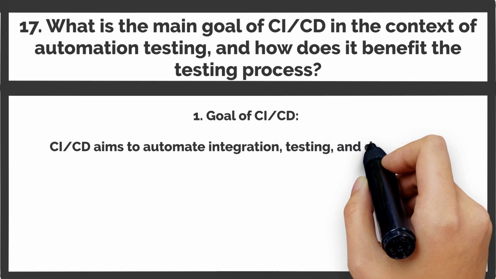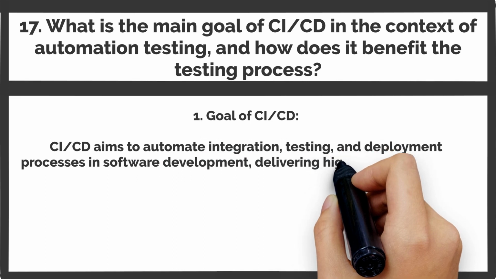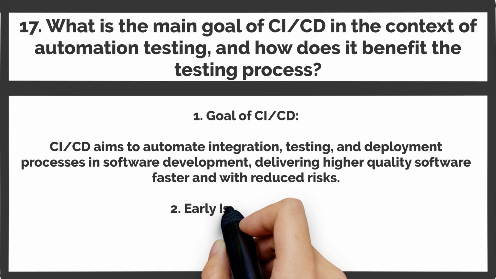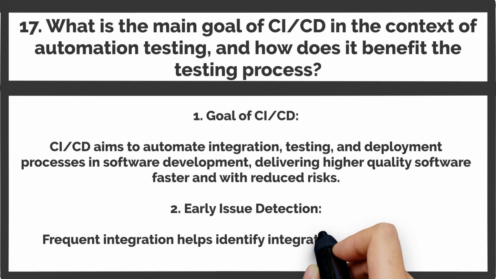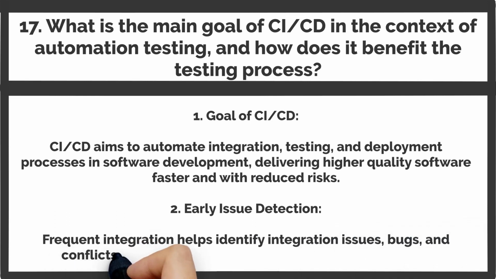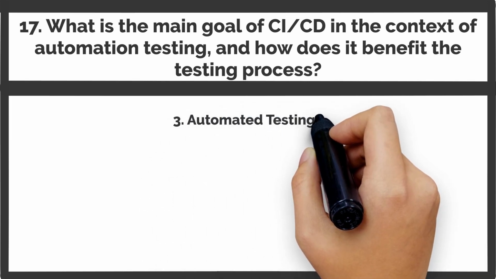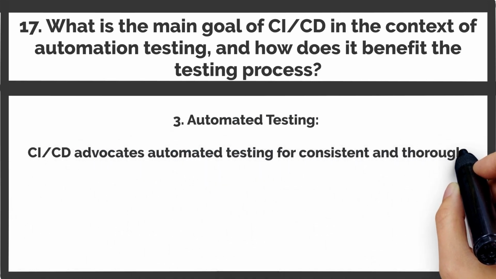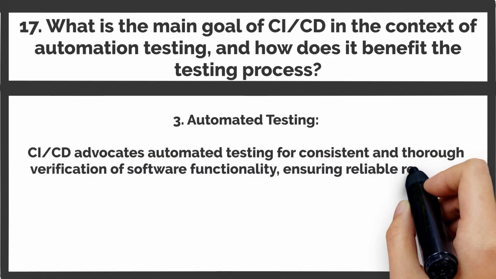1. Goal of CI/CD. CI/CD aims to automate integration, testing, and deployment processes in software development, delivering higher quality software faster and with reduced risks. 2. Early issue detection. Frequent integration helps identify integration issues, bugs, and conflicts early, saving time and effort in resolving defects. 3. Automated testing. CI/CD advocates automated testing for consistent and thorough verification of software functionality, ensuring reliable releases.